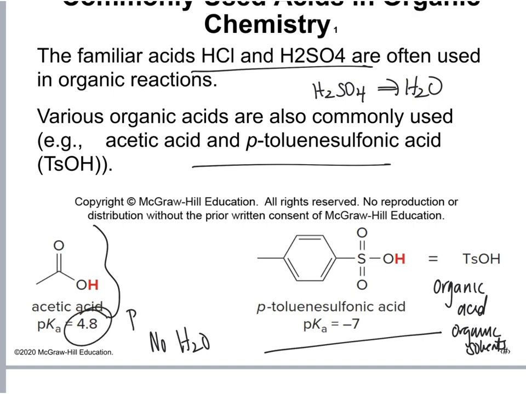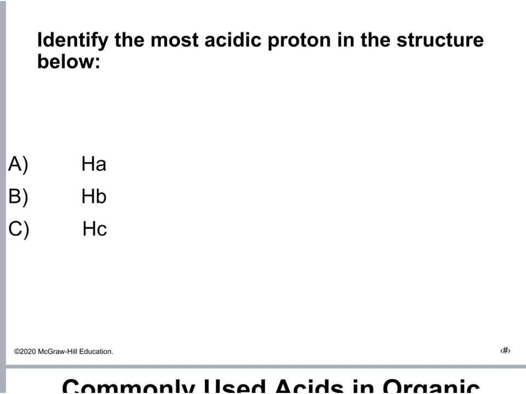Now look at the difference here. This is a pKa of 5. Tosic acid is a pKa of -7. That's pretty remarkable. Why? What's the difference? Well, para-toluene sulfonic acid has more resonance structures. So that negative charge can go onto that sulfur. Okay, so identify the most acidic proton in the structure below. Do I have the structure there? I don't have your structure. It didn't convert over. Okay, so I will draw your structure. And you can get this in your notes.